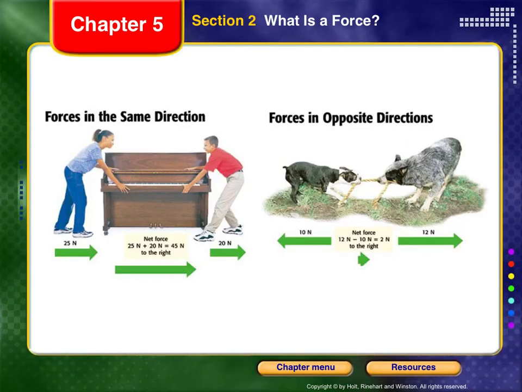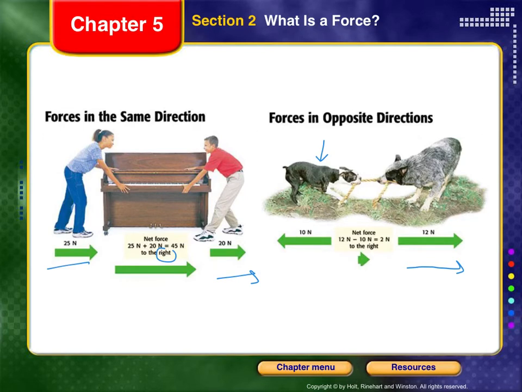In this example here, we've got a lady pushing the piano this direction, and her brother or friend is pulling it in the same direction. You add these together to the right. Notice there's a direction, it's key on there. You add those together to get the net force. Same thing with these two dogs. This dog is pulling a little harder than this dog. He's pulling it that way, right? So you'd subtract and figure out the total net force to the right is 2 newtons, okay? If this dog was winning the pull, we'd say the net force is 2 newtons to the left.